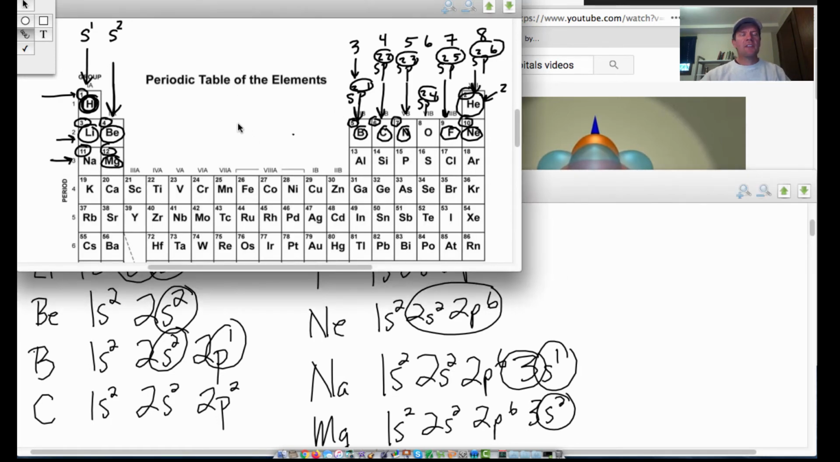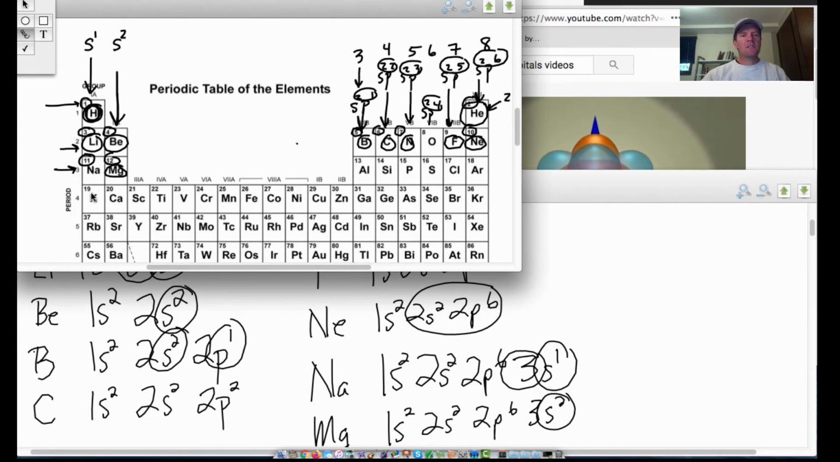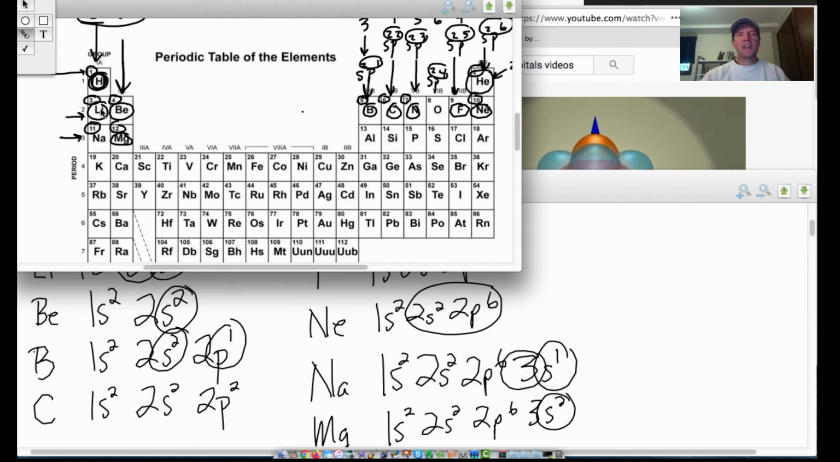The other pattern that I want you to see is that in these first two columns, we are filling the s orbitals. These first two columns are where you're starting to fill the s orbitals, whether it's the 1s, 2s, 3s, whatever row you're in. These two columns here are referred to as the s block. S block means this is where you're filling the s orbitals, either in the first energy level, the second, the third, the fourth, doesn't matter. This is the s block.